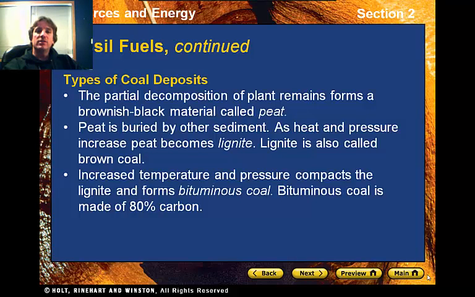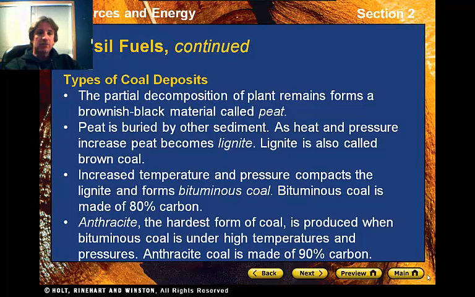As temperature and pressure increase and compact that lignite, it forms bituminous coal. It's made of 80% carbon, so a little cleaner burning. Anthracite, the hardest form, is produced when bituminous coal is under high temperatures and pressure, and it's made of 90% carbon. And as we go up, each one burns cleaner and cleaner.